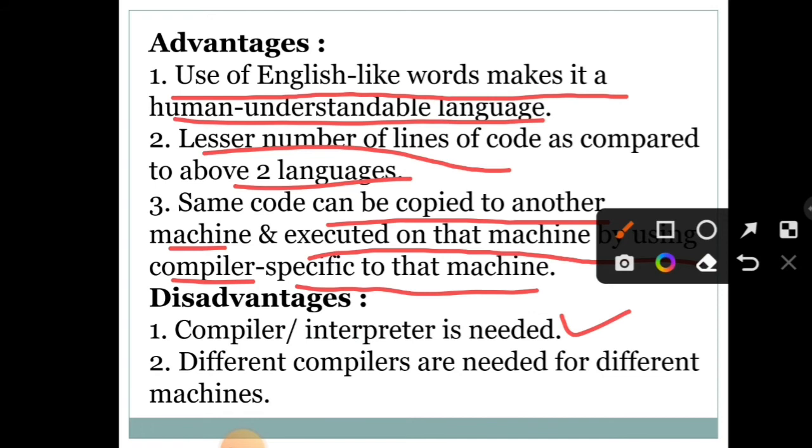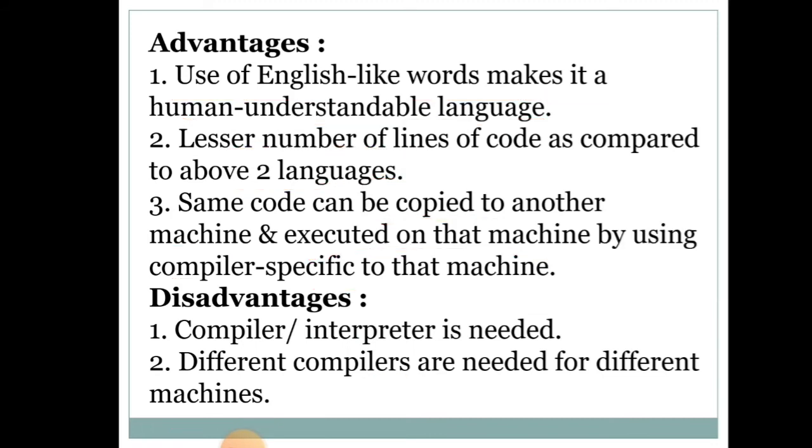Next, disadvantages. So here the disadvantages are that a compiler and interpreter are needed. A translator is needed to translate high level language into machine level language. Different compilers are needed for different machines. So you need to use different compilers for different machines.